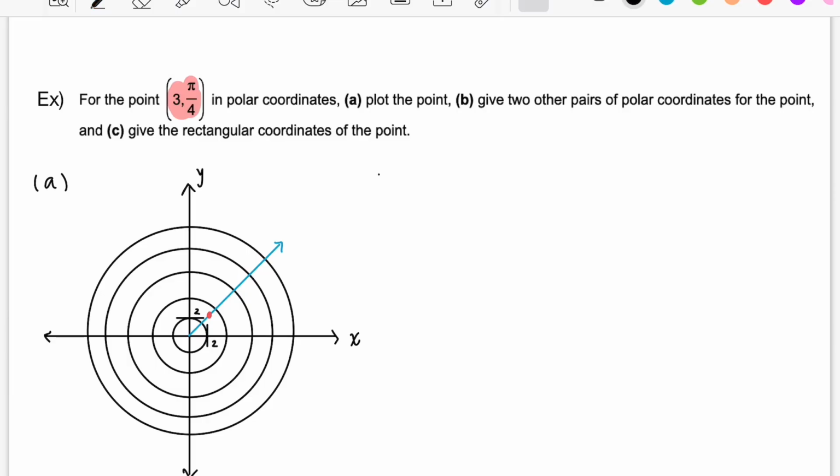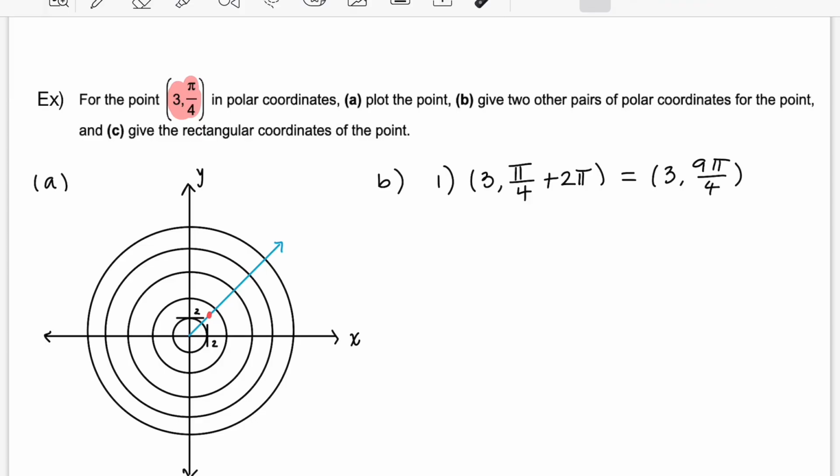Now for part B of this question, we want to find 2 other pairs of polar coordinates for this point. So the first one we can do just by doing what we did for the last example, adding one full rotation to our original pair of polar coordinates. Doing so, we'll get this here, and this will be an equivalent pair. Now, just by the same reasoning as the last example, if this is our point and we just add one full rotation to it, we're still going to get that point there.